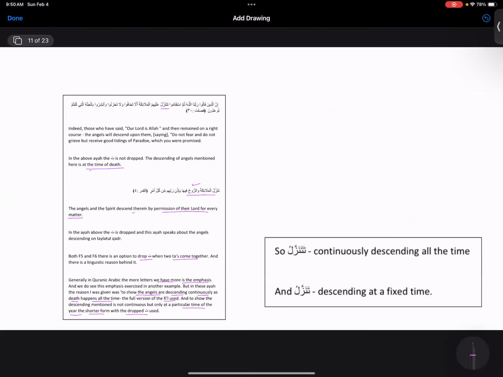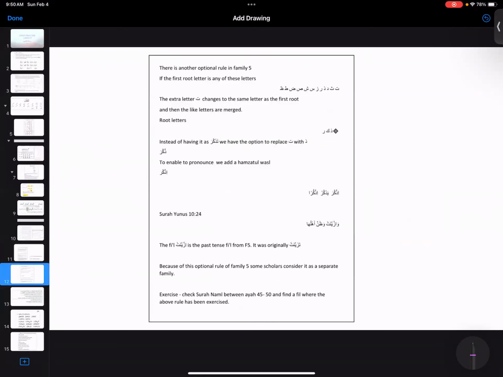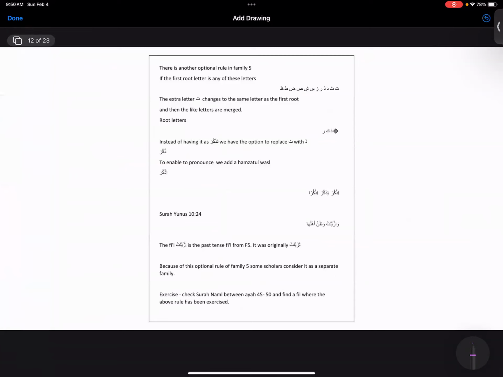We do not pay attention to these things, right? So tatanazzalu, with two tas, shows that this descending is happening continuously all the time, and the shorter version shows a fixed time. Arabic is a very clear-cut language. Every single letter makes a difference. Exactly. Subhanallah.